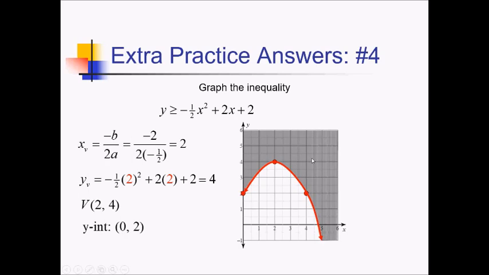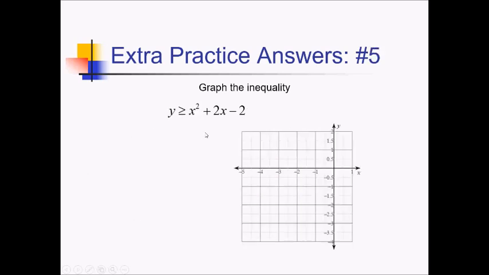To start the graphing process on this quadratic inequality, let me find the vertex with negative b over 2a. So that's going to be negative b value of 2 over 2 times the a value 1, invisible 1 right there. This is negative 2 over positive 2, which is negative 1.